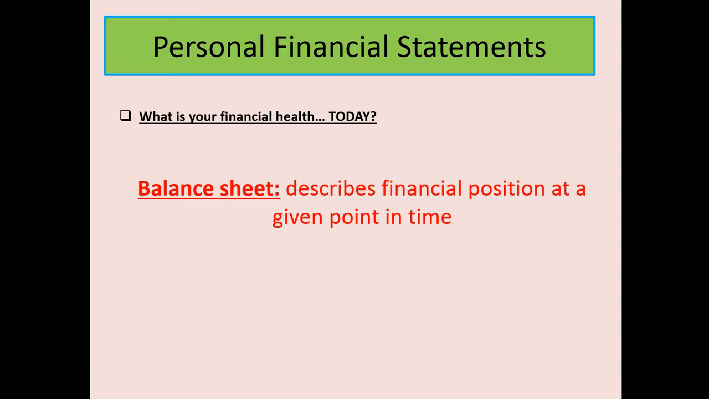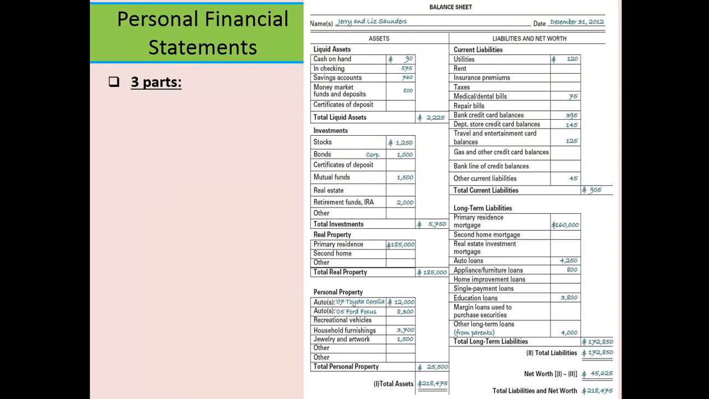So the balance sheet describes a financial position at a given point in time. It is what's called a financial snapshot. So this is the balance sheet for Jerry and Liz Saunders. This is what you have downloaded. And I want you to pay attention to the 3 parts of this balance sheet.